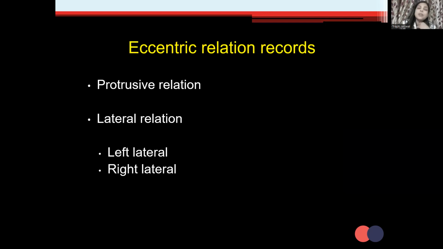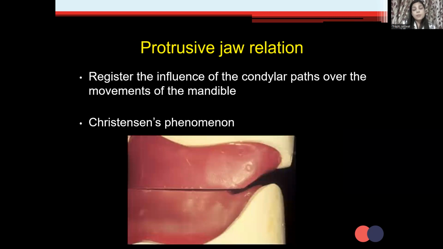Now we have discussed the centric relation records and the various methods of recording the centric relation: physiological, functional, the graphic methods, the pantographic methods, and all the other methods. Now next are the eccentric relation records. It can be protrusive and lateral. Lateral can be right lateral or left lateral. See this, when the patient is instructed to move the lower jaw forward and make the protrusive movement, then we can see some space between the posterior rims. That space is called Christensen's phenomenon.